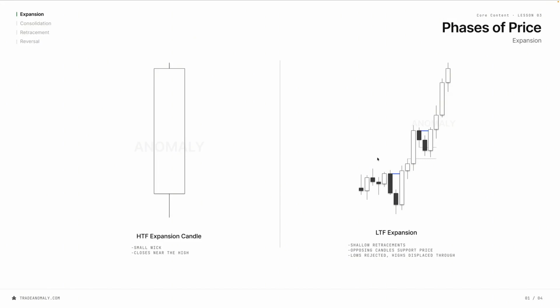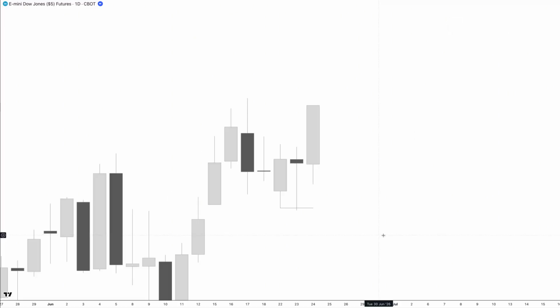Now let's get into a real chart example. So here we are on the daily chart. And as you can see, with this expansion daily candle, what do we see? Small wick closing near the highs. And the easiest way to anticipate an expansion daily phase of price is after a reversal.